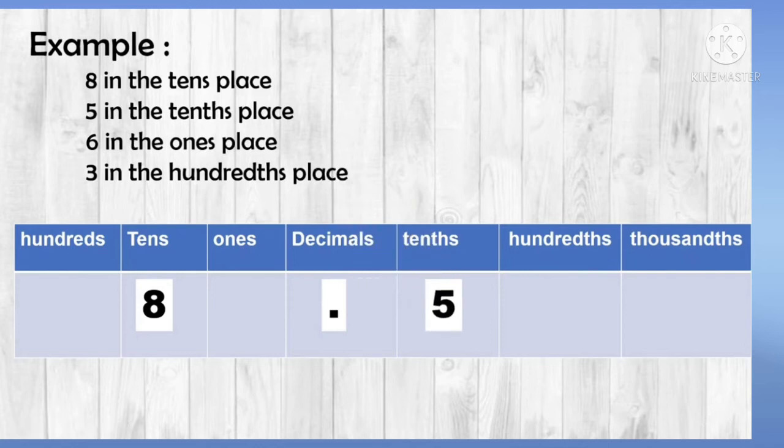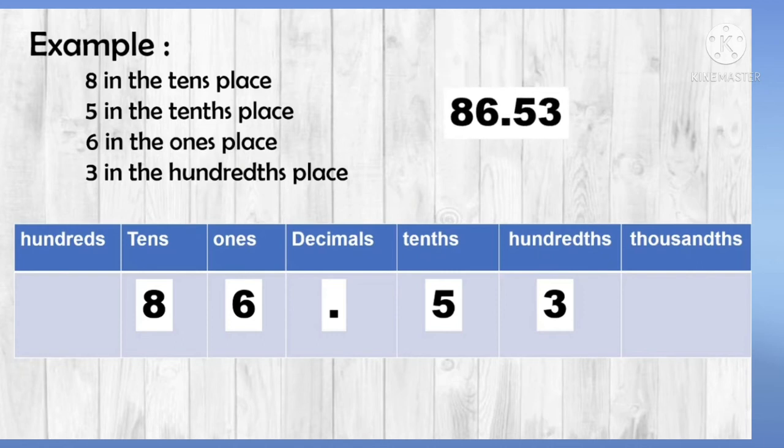Ayan. The next, 6 in the ones place. So, nasan yung ones? Andito yung ones. So, diyan natin ilalagay si 6. Yan. The next, last, 3 in the hundredths place. So, nasan yung hundredths? Eto. So, dito mo ilalagay si 3. Okay? So, meron na tayong 86.53 or 86 and 53 hundredths. So, ganito nyo siya isusulat. Ganyan po ang magiging sagot sa Learning Task 3.